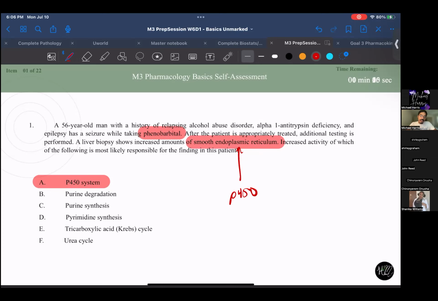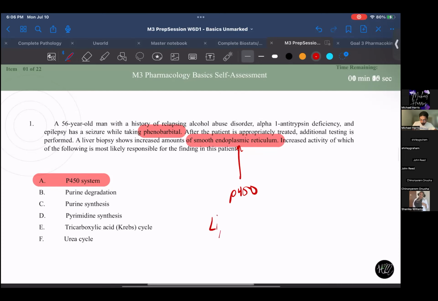Smooth endoplasmic reticulum deals with lipid metabolism. What else? Hormones, particularly cholesterol. Okay. Steroid hormones. Okay, good.